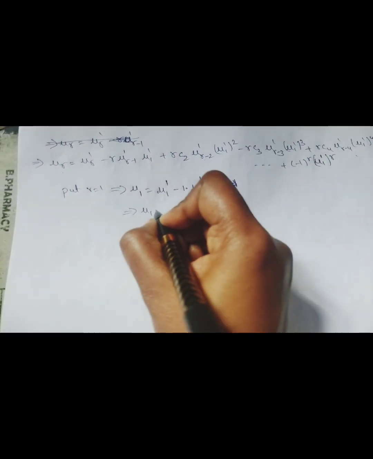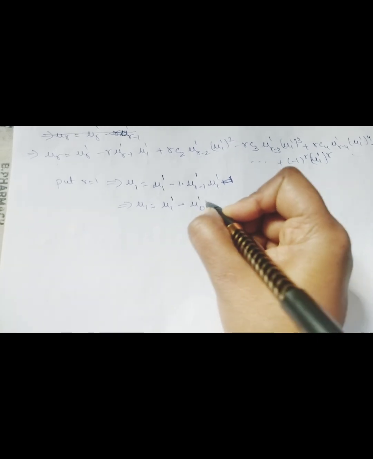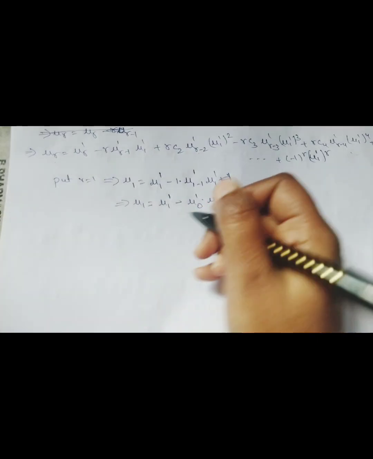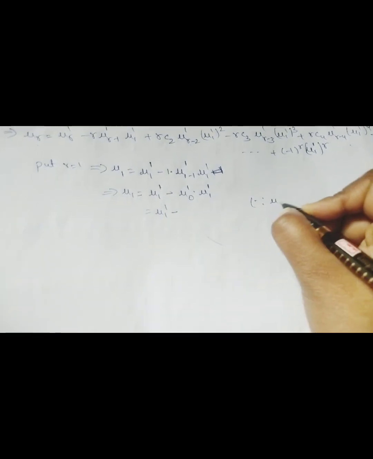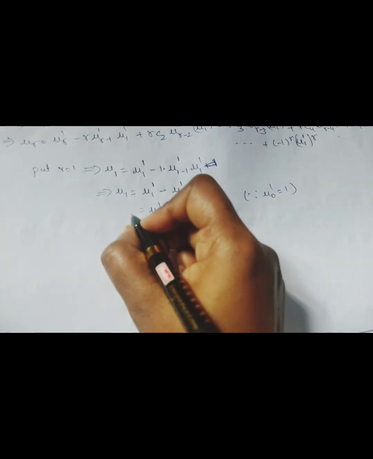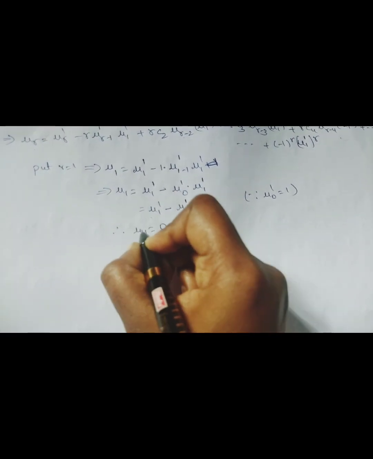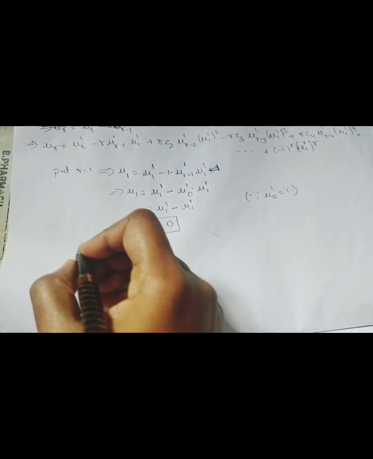Now mu 1 equal to mu 1 dash minus mu 0 dash into mu 1 dash. So this becomes mu 1 dash minus mu 0 dash, and you already know that in moments mu 0 dash equals 1. So this becomes mu 1 dash. Mu 1 dash minus mu 1 dash is 0. Therefore mu 1 equal to 0. Now r equal to 1 is finished. Let us substitute r equal to 2.